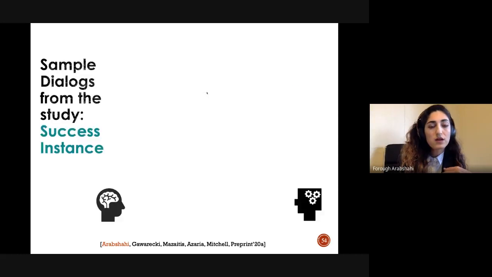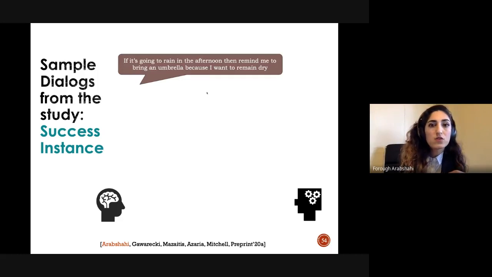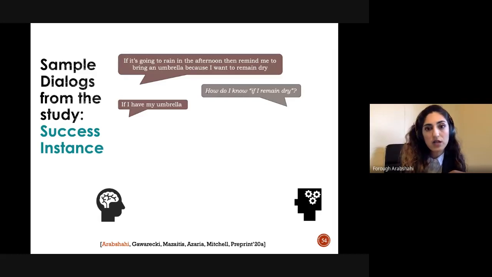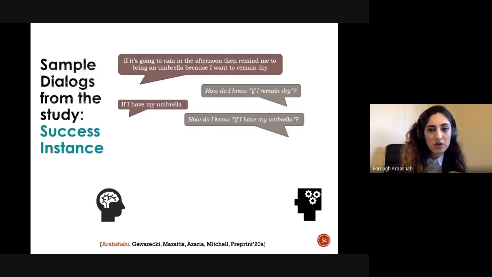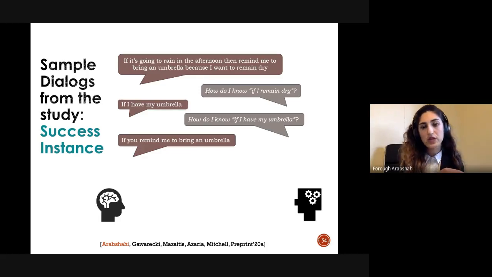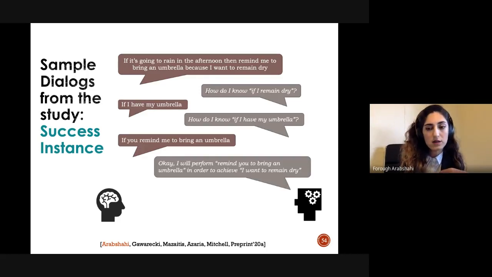And then we ran the common sense reasoning engine using actual users. Here I want to show you sample dialogues from the study. Let me start with a successful instance. The input statement was, if it's going to rain in the afternoon, then remind me to bring an umbrella because I want to remain dry. And the reasoning engine asked, how do I know if I remain dry? And the user said, if I have my umbrella. The reasoning engine asked, how do I know if I have my umbrella? And the user said, if you remind me to bring an umbrella. And here reasoning succeeds, and the engine says, okay, I'll remind you to bring an umbrella.